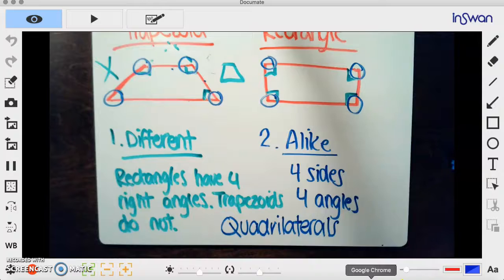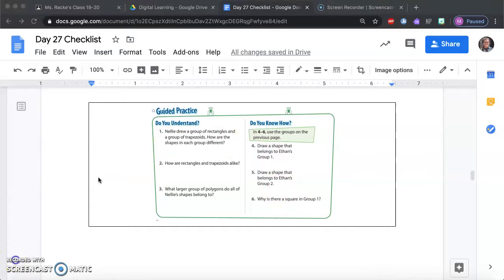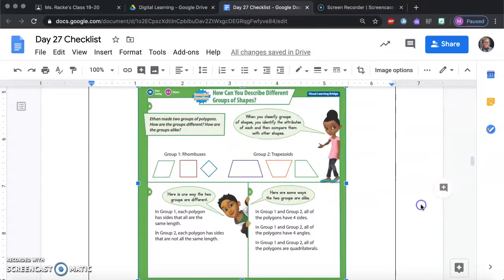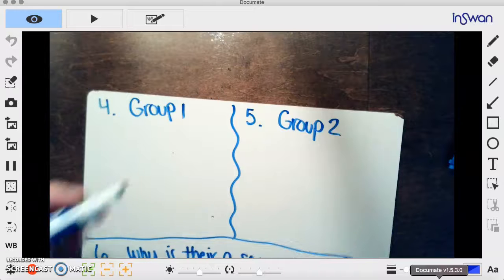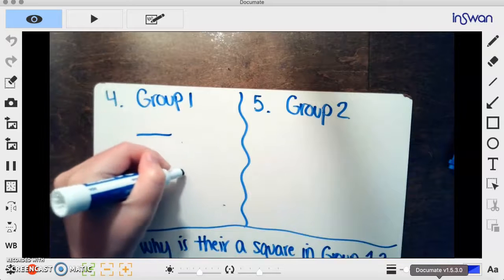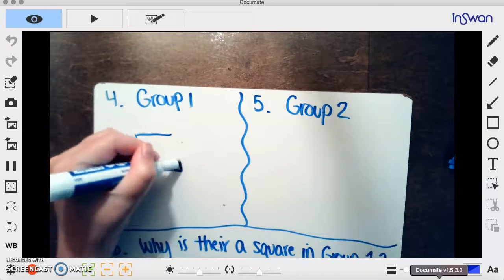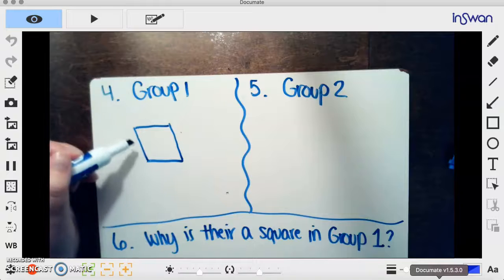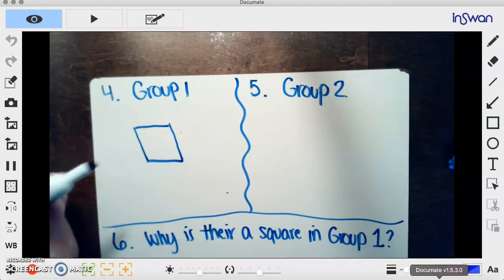All right, let's go ahead and look at 4 through 6. So numbers 4 through 6 say use the groups on the previous page. So 4 is draw a shape that belongs to Ethan's group 1. 5 is draw a shape that belongs to Ethan's group 2. And then we have a question to answer. So let's look up at our group 1. So our group 1 is a rhombus, meaning we need to draw some kind of shape where all sides are the same length. So I might want to take a shape and draw that. So this is a rhombus because all of the sides are the same length.